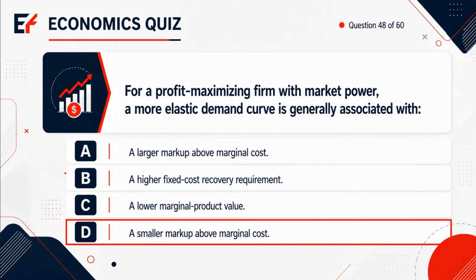Option A is incorrect because a larger markup is more likely when demand is less elastic. Option B is incorrect because fixed cost recovery does not determine the relationship between demand elasticity and markup. Option C is incorrect because marginal product value concerns the productivity of an input rather than the firm's pricing decision.